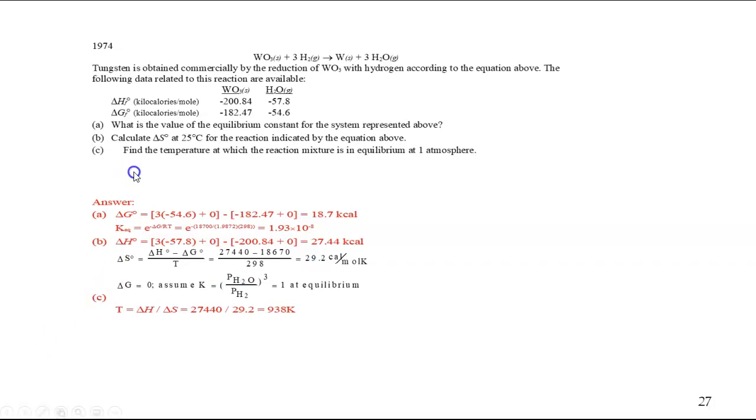And finally, for the temperature, T equals delta H over delta S when delta G equals 0. And so we go ahead and turn those over. So at 938 Kelvin, this reaction is in equilibrium. The rate of the forward reaction is equal to the rate of the reverse reaction. This is an AP chemistry problem dealing with energy from 1974.